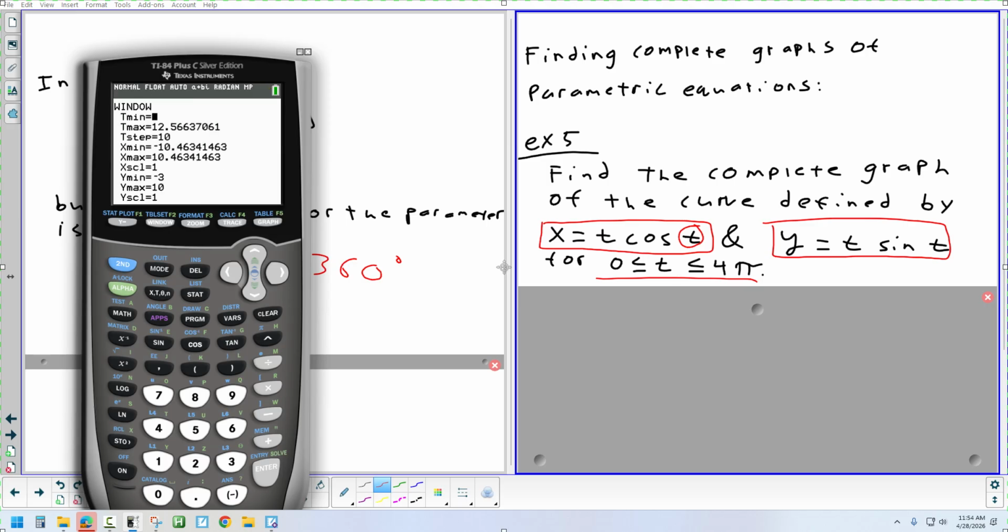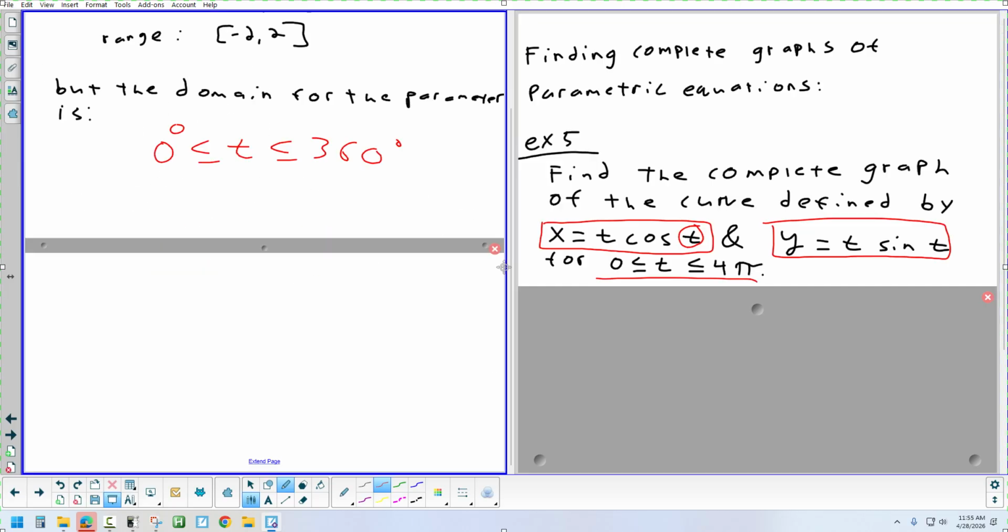When I go from 0 to 4 pi, we only have to go 0 to 12. So we could try going by 0.1. It's probably going to be enough points to see the picture. If it's not good enough, we'll make it a little smaller and get some more detail. Now, think about your graphs of sine and cosine.